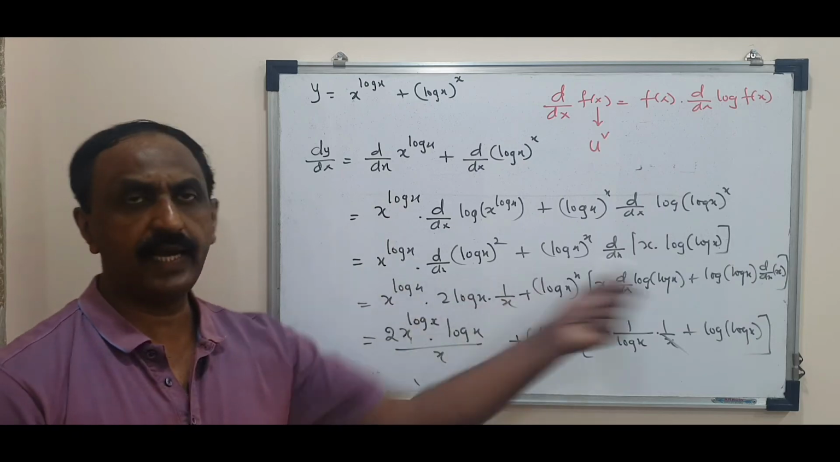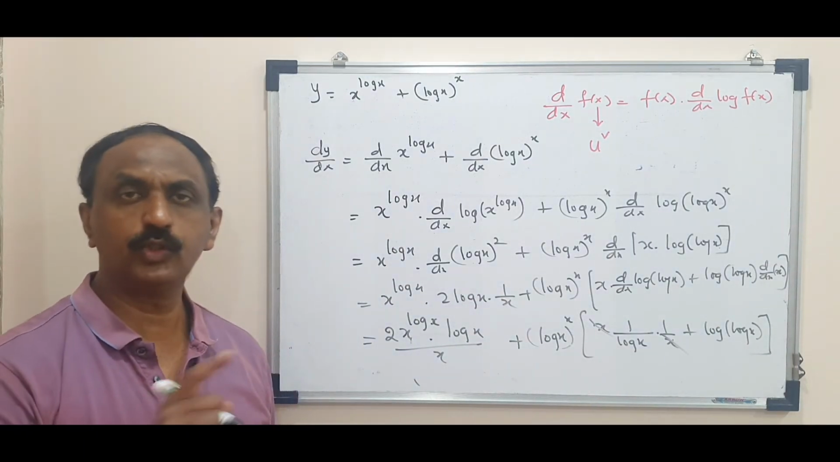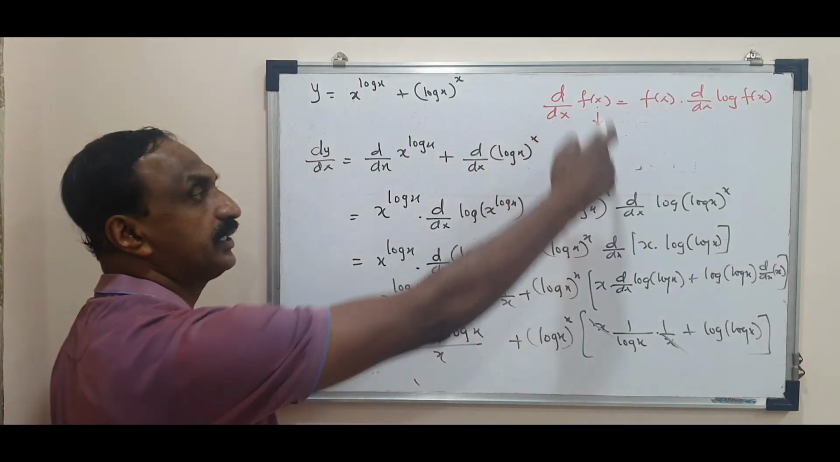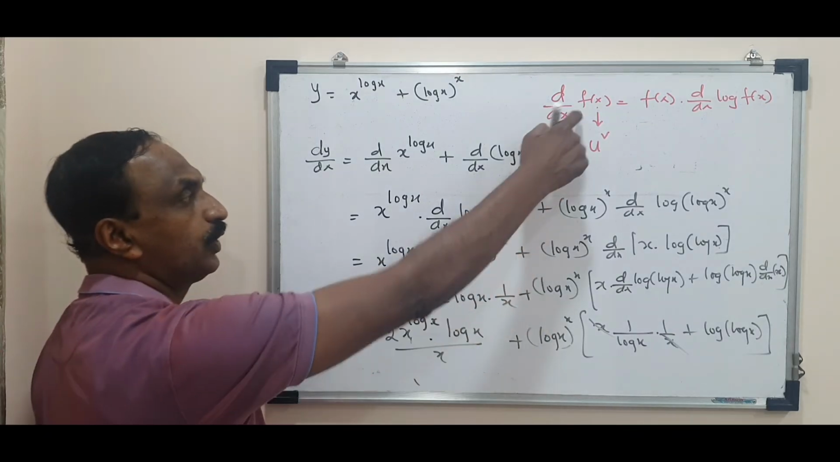So this way, directly in one step you can write without taking log separately by using this property. What is the formula I told you?